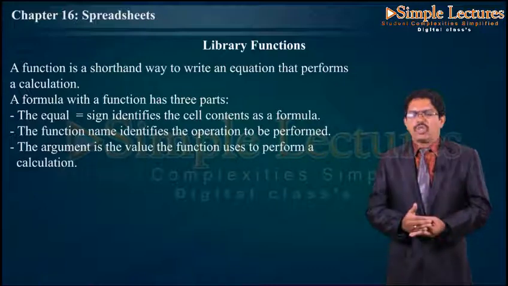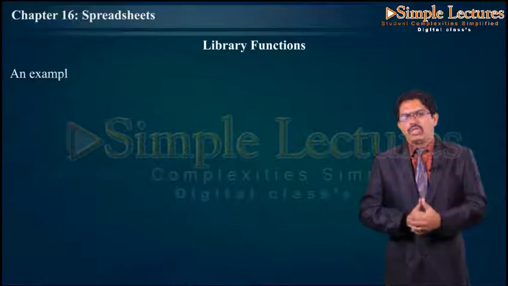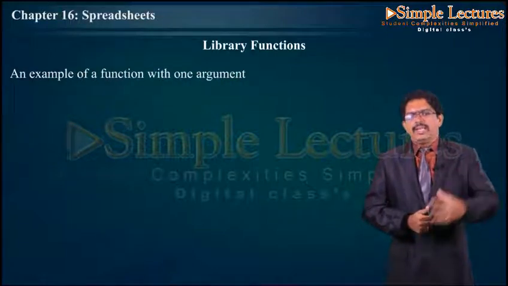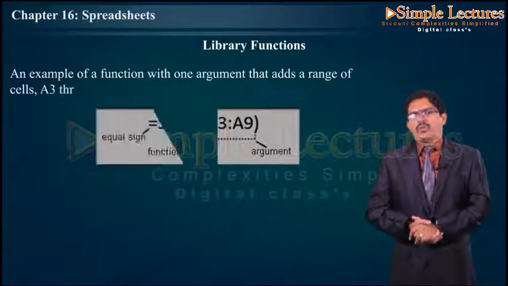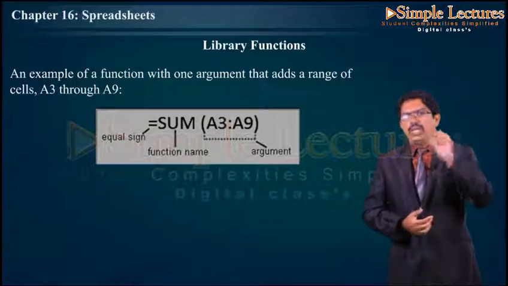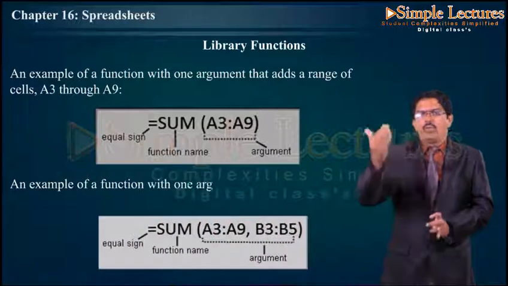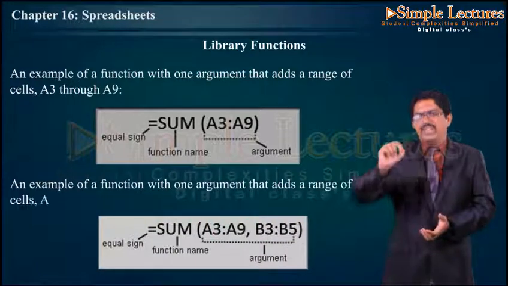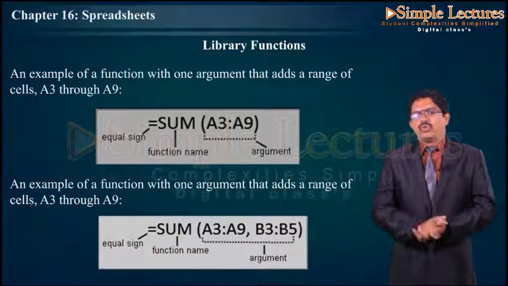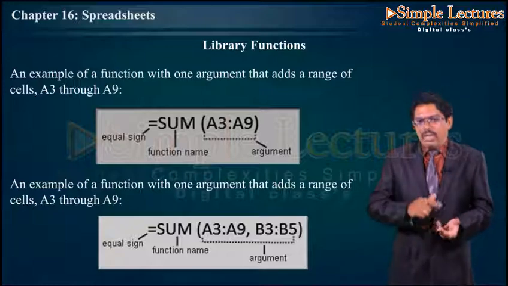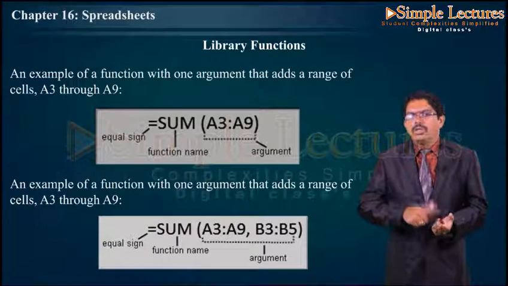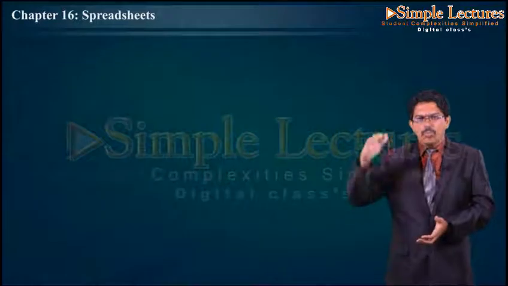An example of a function with one argument adds a range of values from A3 to A9. An example of a function with more than one argument calculates the sum of two ranges, A3 colon A9 and B3 colon B5. Now, let us move to entering formulas with functions.